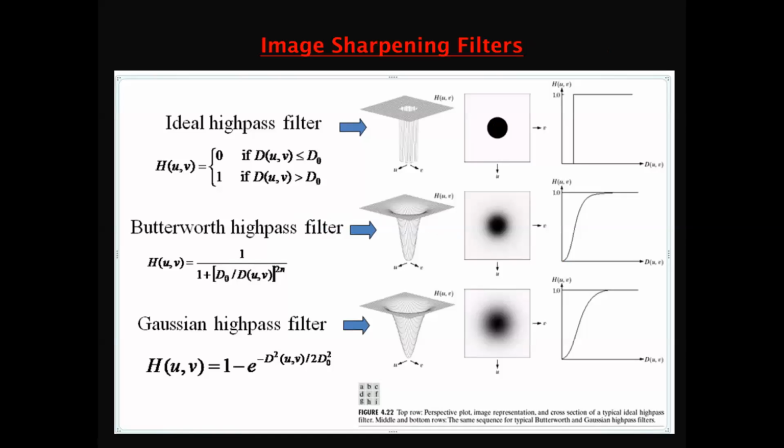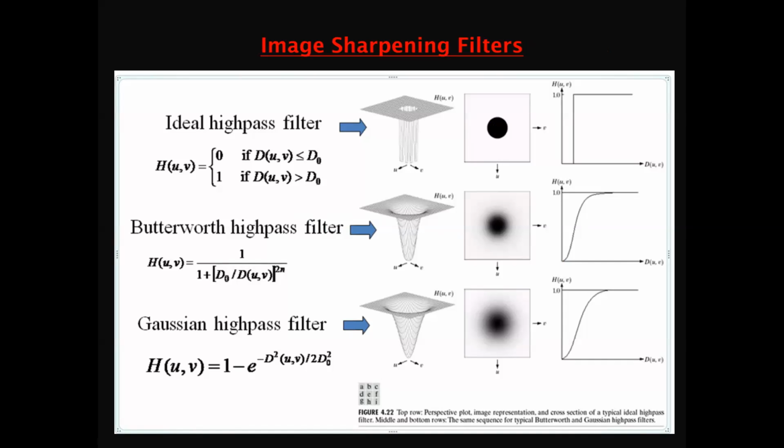These are the perspective plots and the images of the corresponding filters, and the radial cross sections of the corresponding filters. The first one is the ideal high pass filter, and the definition of the ideal high pass filter is H(u,v) equal to 0 if D(u,v) is less than or equal to D0, and equal to 1 if D(u,v) is greater than D0.